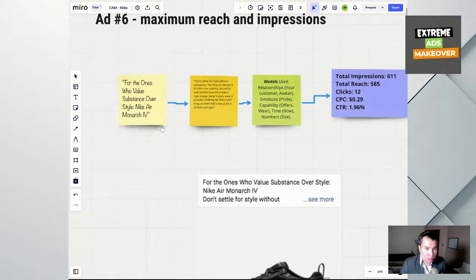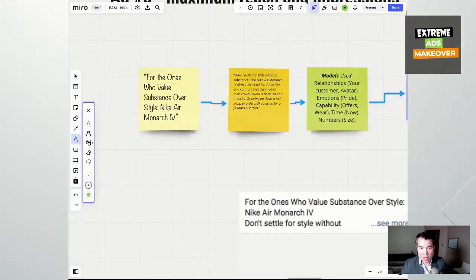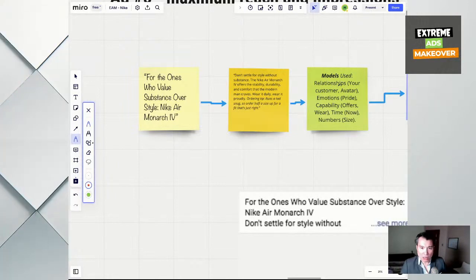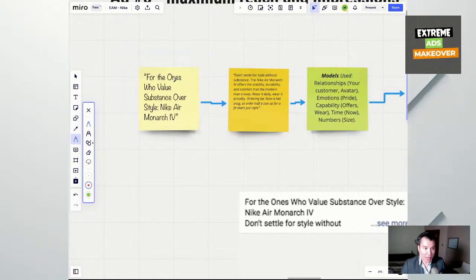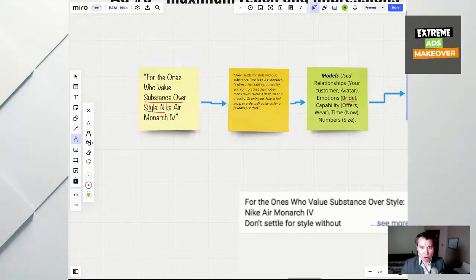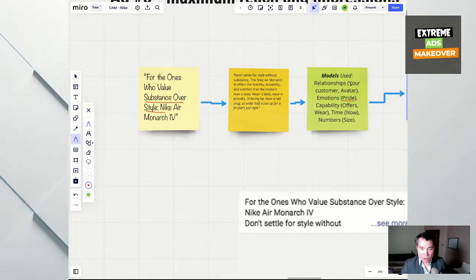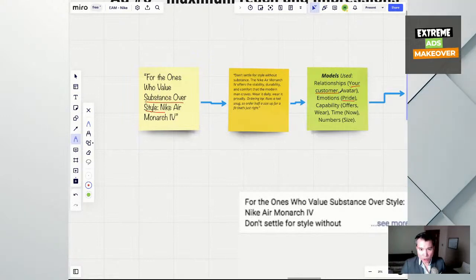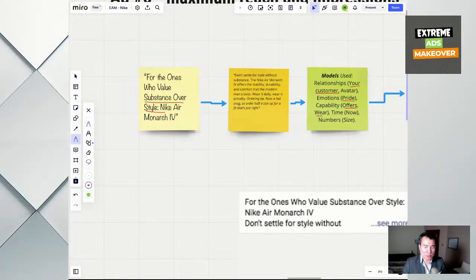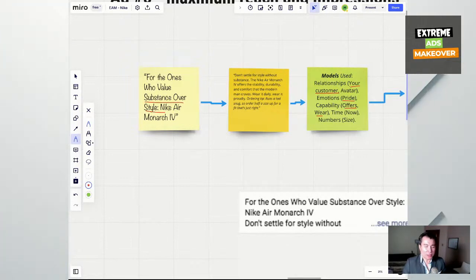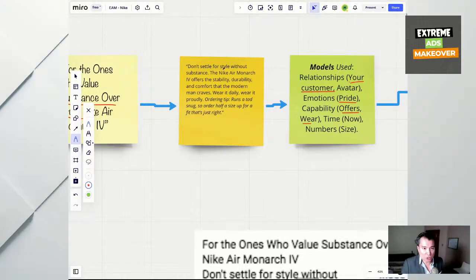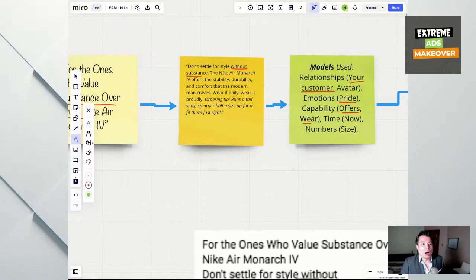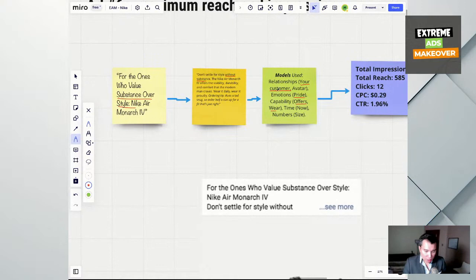And this is where I'm going to zoom in. I'm going to turn on my pen. You see this one? People are really drawn to ads for those who value substance over style. So you know you need to invest in creating more ads with emotional pride, talking about your customers, your avatars, and the capabilities, offers, and wear. Since Nike has done a tremendous amount of work for years to cultivate fans of Just Do It, that's why they have pride. So think about: don't settle for style without substance. This is why it can attract a lot of attention.